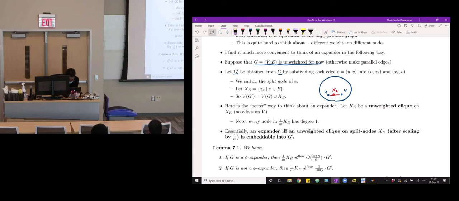Now I call this set X_E the set that contains all of the split nodes in G prime. Let's consider the clique on the split nodes. If I consider this clique, then note that if I scale down everything in this clique by 1 over m, then every node will have degree 1, right? The weighted degree is 1.